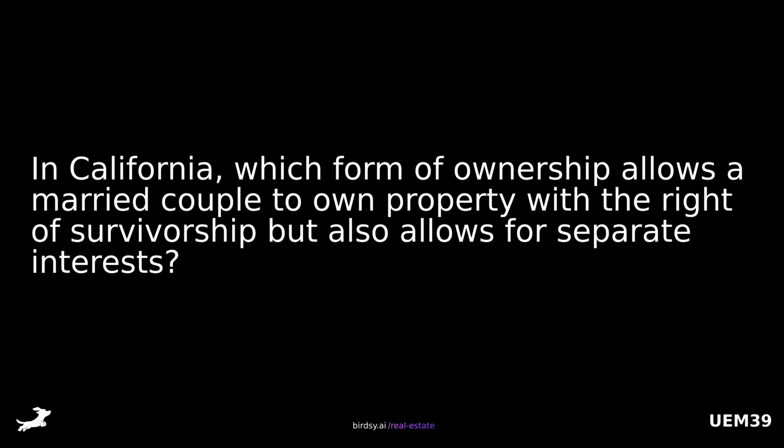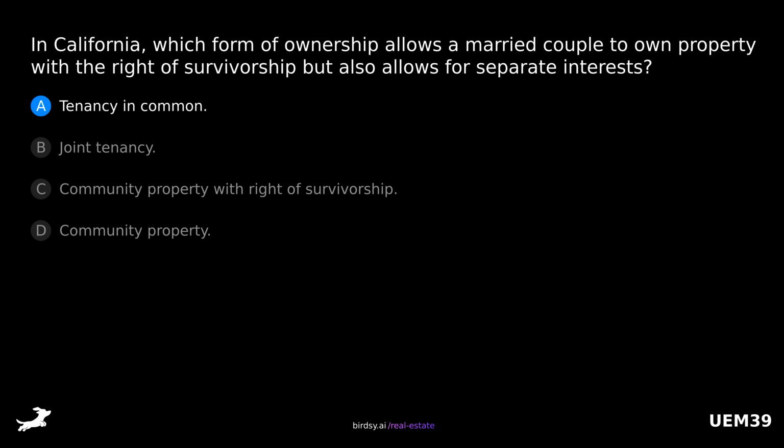In California, which form of ownership allows a married couple to own property with the right of survivorship but also allows for separate interests? Is it A, tenancy in common? B, joint tenancy? C, community property with right of survivorship? Or D, community property? The answer is C, community property with right of survivorship.